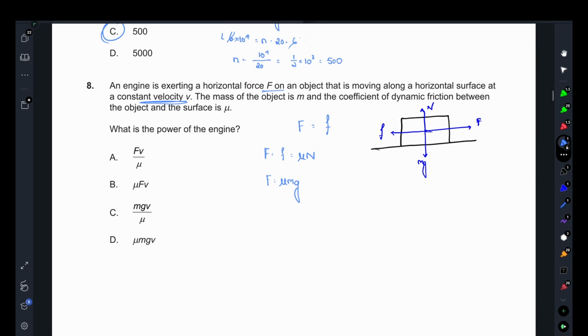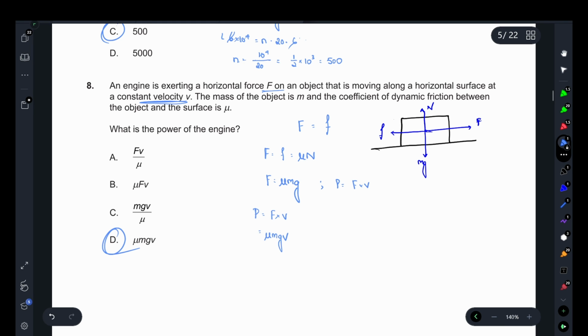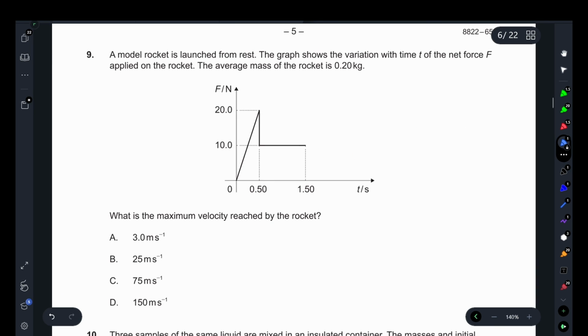Now let's look at another formula. Power is equal to force into velocity. This is straight from the data booklet, guys. I'm not going to derive it here, but it's a very helpful formula, especially in cases like this. This means that your power is equal to force times the velocity that it's moving at, which is v, which is mu mg v. Question number 8 is option D.